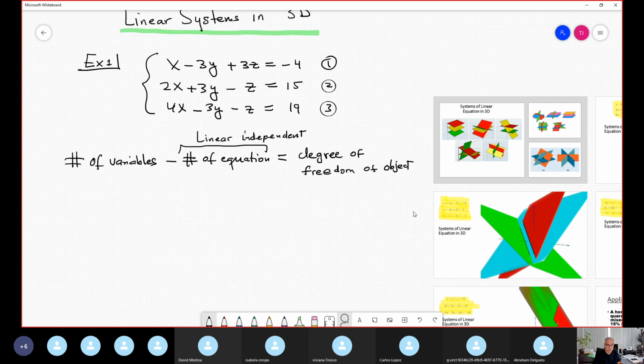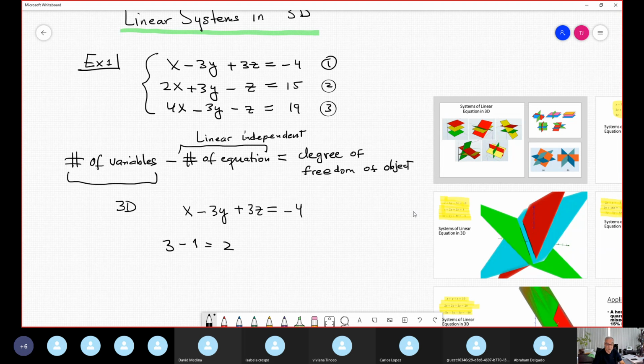Okay. In 3 dimensions, 3D. Suppose that we have only one equation: x minus 3y plus 3z equals -4. Number of variables on this equation is 3. Number of equations is only 1 because I take the first one. You have 2 degrees of freedom.